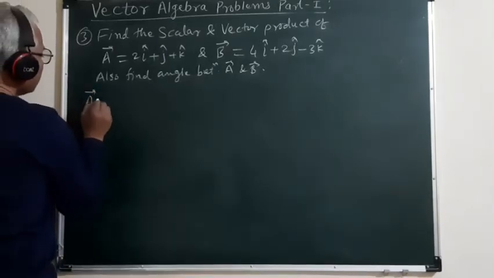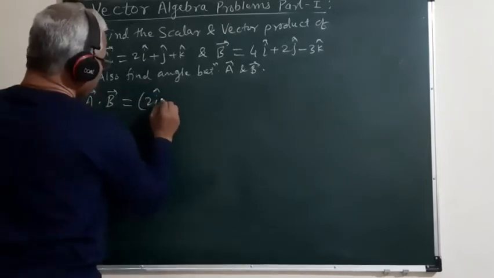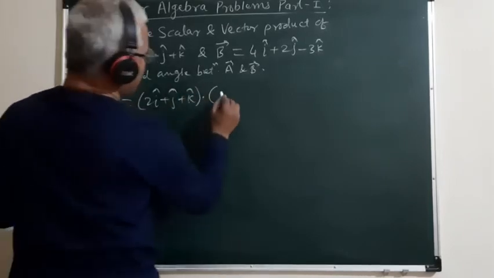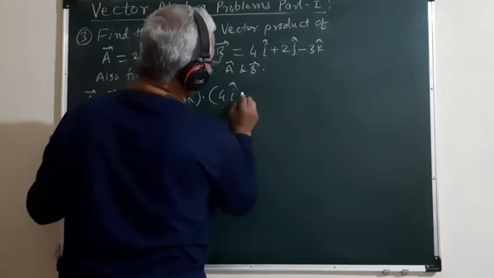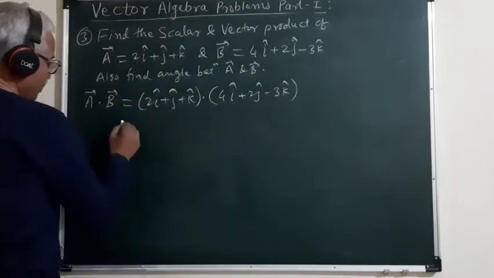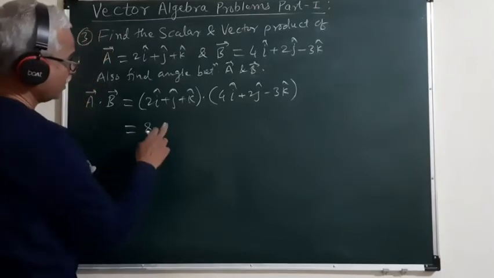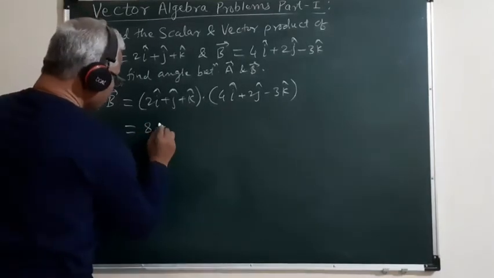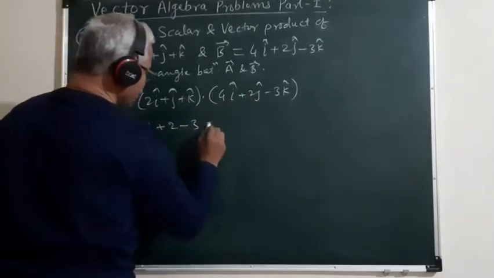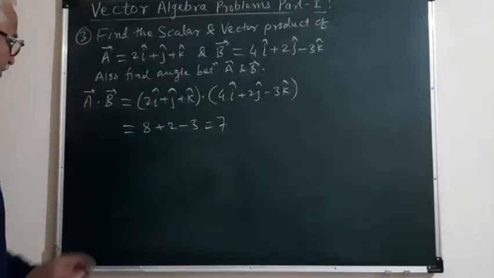So a bar dot b bar is equal to 2i cap plus j cap plus k cap dot 4i cap plus 2j cap minus 3k cap. So this is equal to 4 into 2 is 8, 1 into 2 is 2, minus 3 into 1 is 3, so this is equal to 7. So a bar dot b bar works out to be equal to 7.